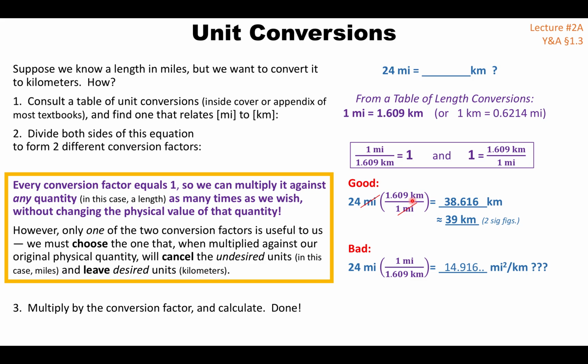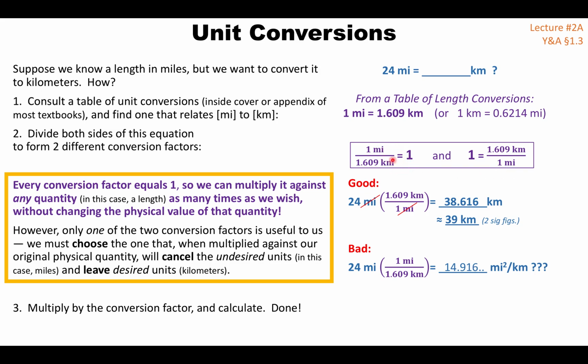Well, let's start with the good example, and that is the conversion factor on the right. If we choose this conversion factor on the right and multiply it against the 24 miles, look what happens. The miles cancels out and disappears, and we're left with kilometers in the numerator, which is exactly what we wanted. Great, so that's the answer. So we wanted to use this one here on the right.